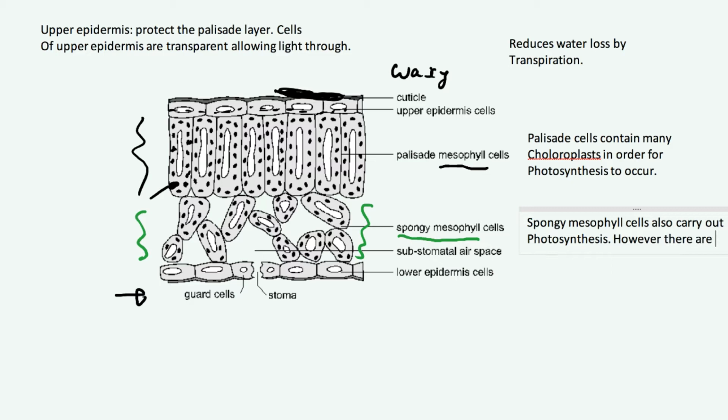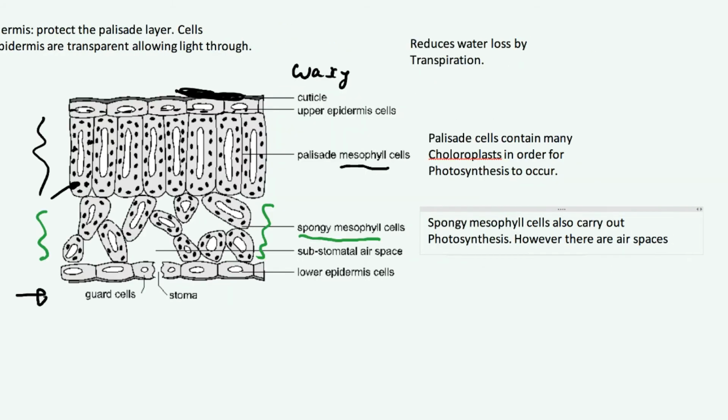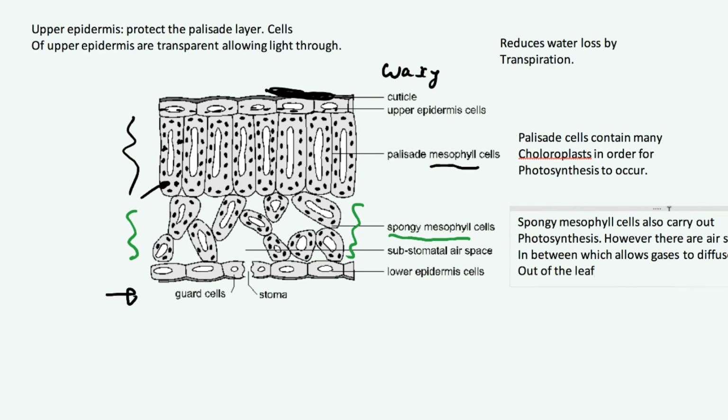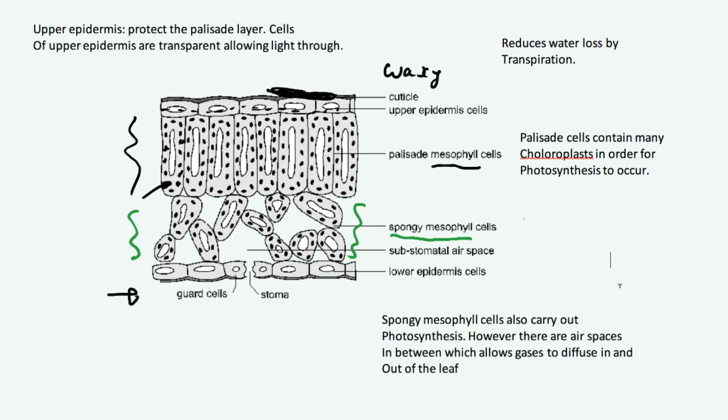However, there are air spaces in between, which allows gases to diffuse in and out of the leaf. So sorry, I've gone slightly past the wall of the page here, so I'll move that down here. So your spongy mesophyll, they carry out photosynthesis. They also have chloroplasts, but they also have these gaps, and those gaps allow gases to diffuse in and out, right?